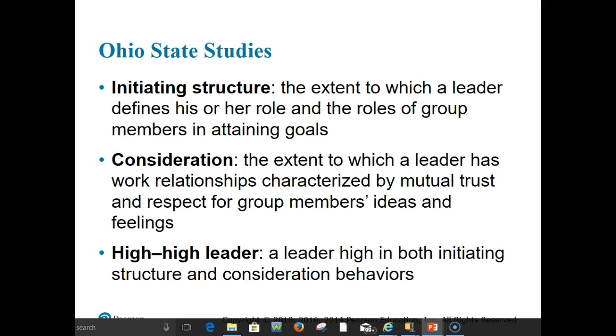Now, research found that a leader who is high in both initiating structure and consideration sometimes achieved high group task performance and high group member satisfaction, but not always.